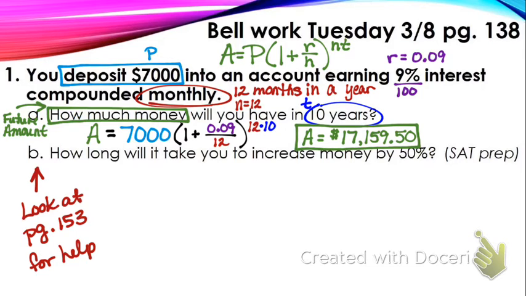Part B uses the same formula, and everything that came out of that bold text at the top, I'm going to use again. So what pieces am I using again on part B? 7,000 goes in the same spot because that's still my starting amount of money. What else am I reusing? 0.09, that rate. What else? 12, because it's still being compounded monthly. It's still the same bank account.